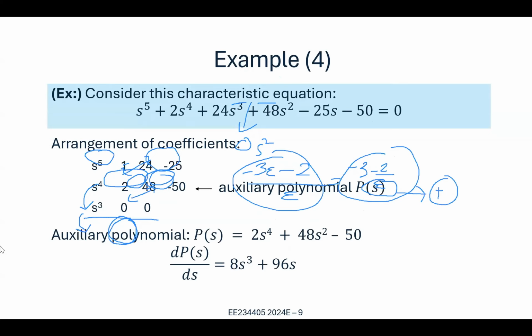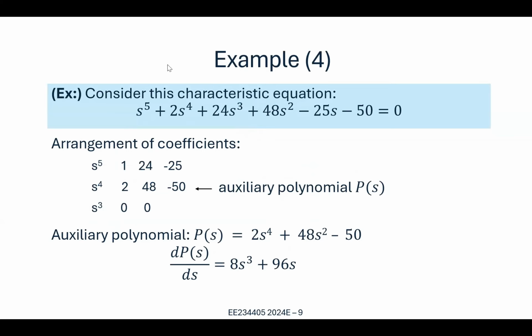Right, so this is the fourth example of this Routh's method, and we consider this characteristic equation. This is an equation of the fifth order. So we have s to the power of 5 plus 2s to the power of 4 plus 24s to the power of 3, and so on. As usual, we arrange the coefficients, and we end up with 1 here, and 2 here for the power of 4. For the power of 3, we have 24. For the power of 2, we have 48, minus 25, minus 50, and so on.